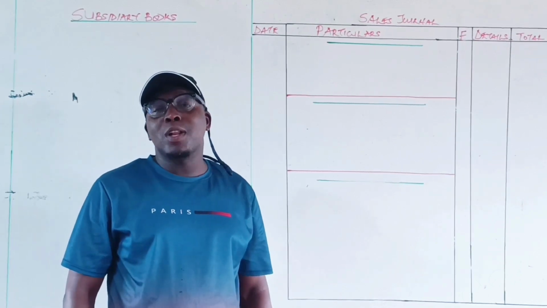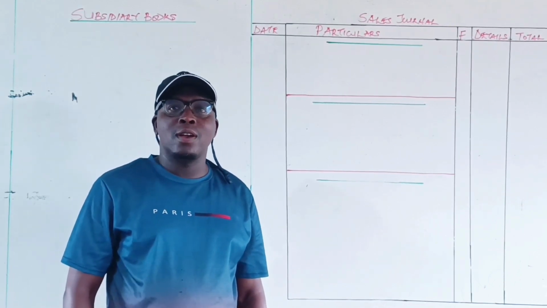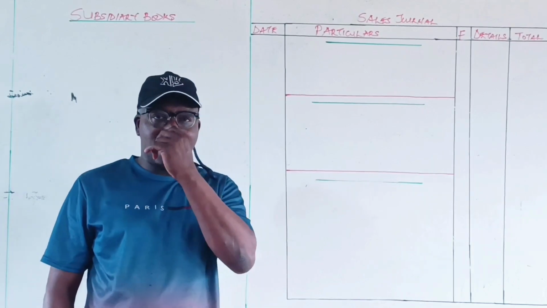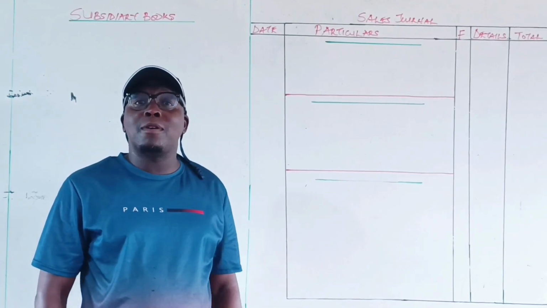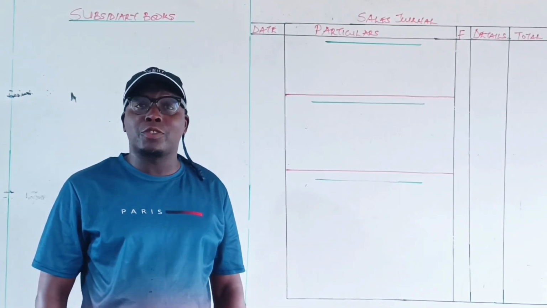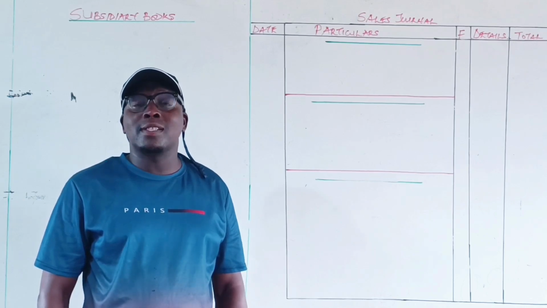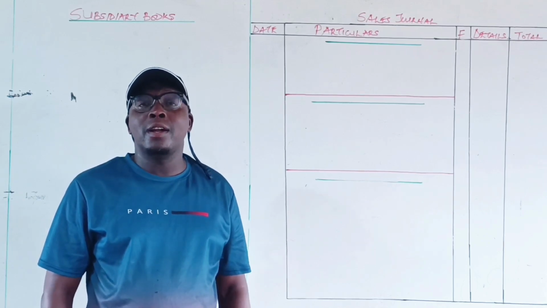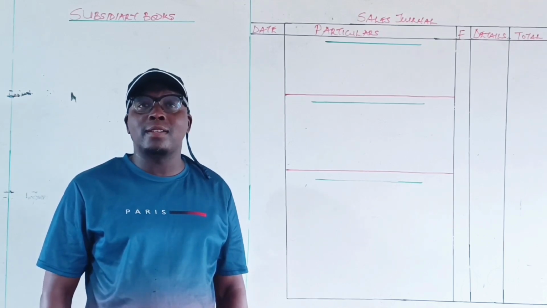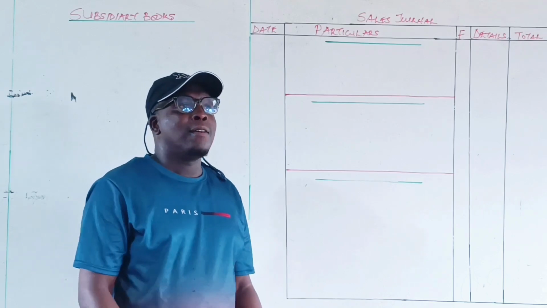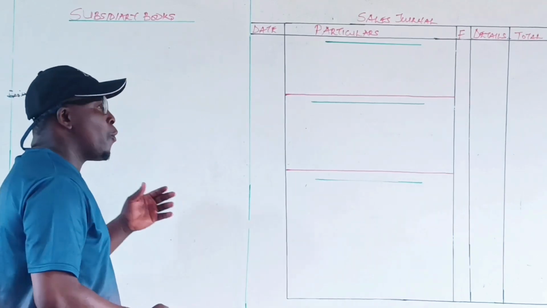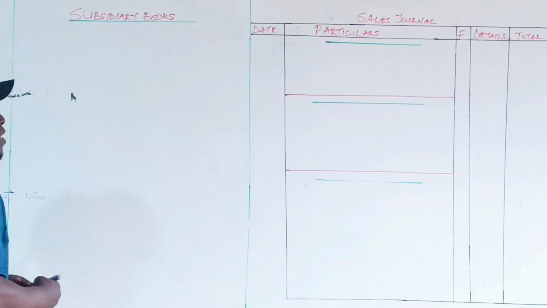Today, we will be looking at the subsidiary books. When we are discussing subsidiary books, we are talking about the books of prime and original entry, where business transactions are initially recorded before being transferred to the ledger. For subsidiary books, we have different types.